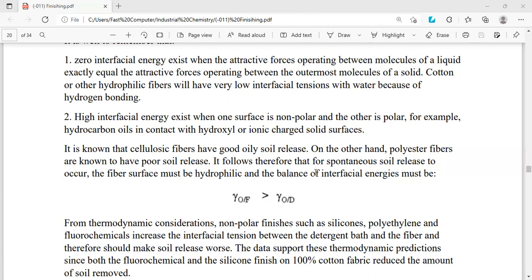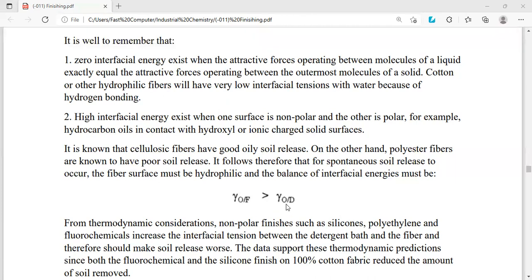It follows, therefore, that for spontaneous soil release to occur, the fiber surface must be hydrophilic and the balance of interfacial energies must be according to this formula. Interfacial tension between oil and fabric must be greater than interfacial tension between oil and detergent.